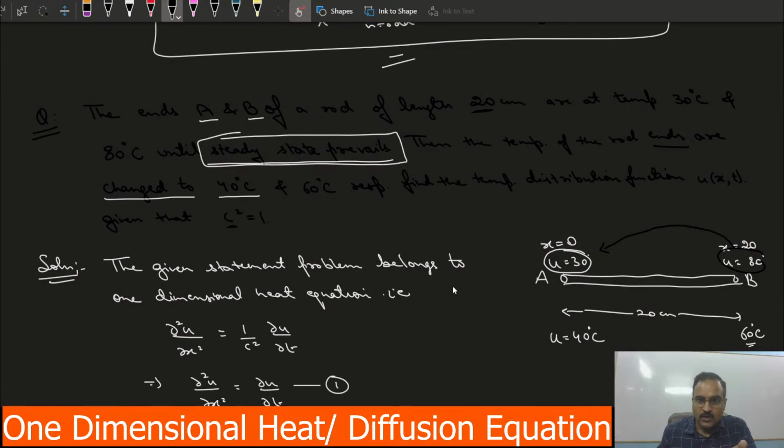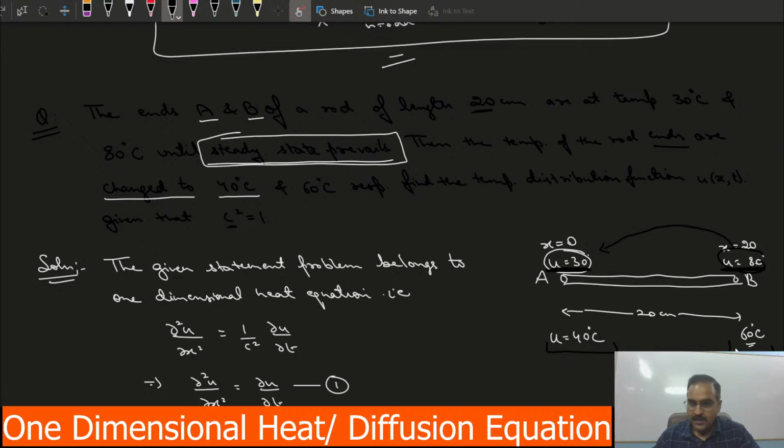First case, initially we are having temperature as 30 and here we are having a temperature 80. That is the initial conditions. After steady state prevails, the next condition is temperature at end A is 40 and temperature at end B is 60. So these are the two different categories over there.